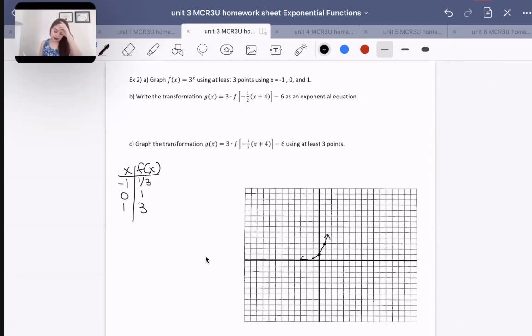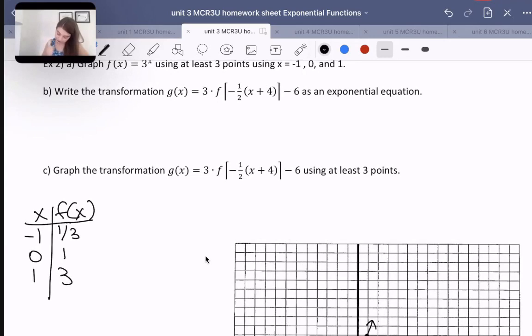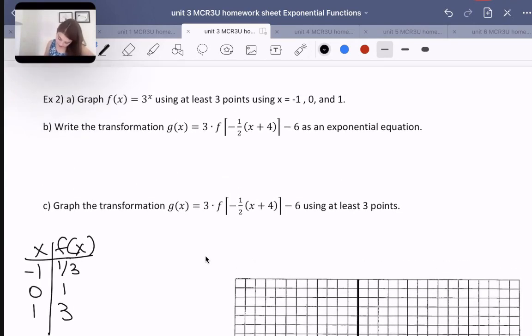Now, part B says write the transformations as an exponential equation. Okay? All right, well, let's see what we can do about that. So let's first make it into an exponential equation.